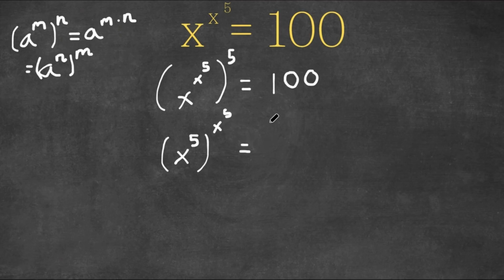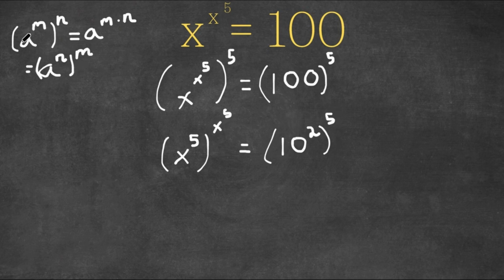This is equal to, and remember, when we're taking the power of 5 on both sides, we got to do it to both sides. So this would be 100 to the power of 5. Now 100 is actually equal to 10 squared. So we have 10 squared to the power of 5. And remember this property, a to the power of m to the power of n is equal to a to the power of m times n, meaning 10 to the power of 2 to the power of 5 would equal 10 to the power of 2 times 5, which is 10. So we have x to the power of 5 to the power of x to the power of 5 equals 10 to the power of 10.